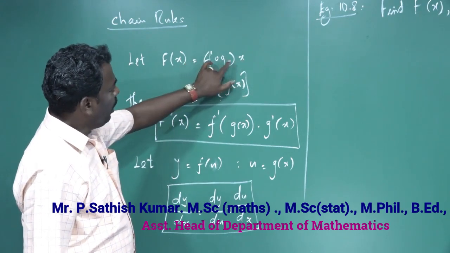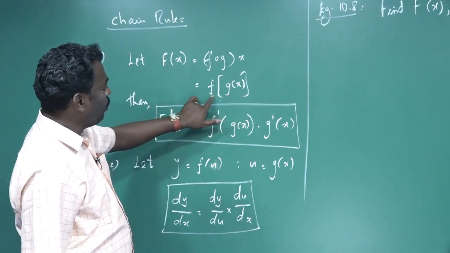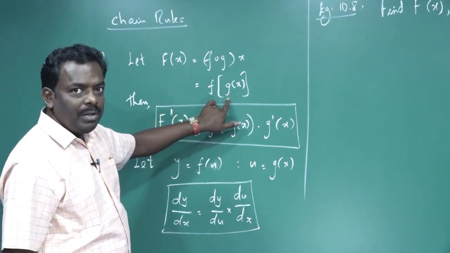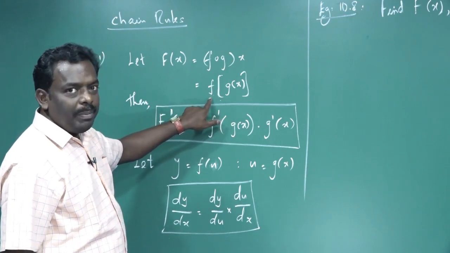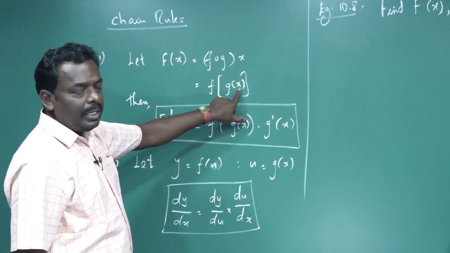F composed with g of x, we can write as f of g of x. It is called the inside function and the outside function. The inside function is defined by g of x, and the outside function is defined by f of x. Both depend upon the variable x.